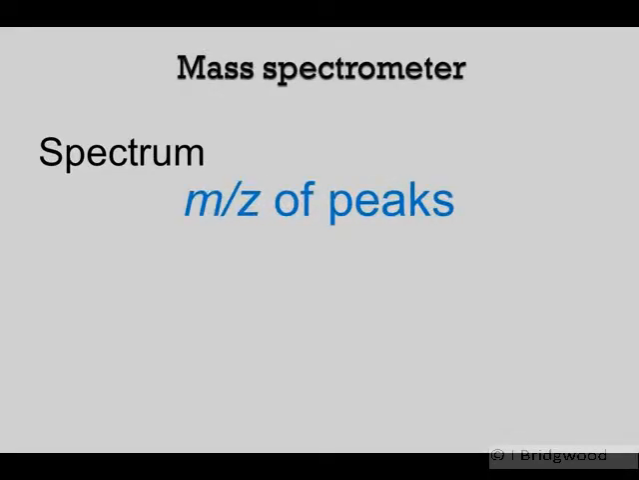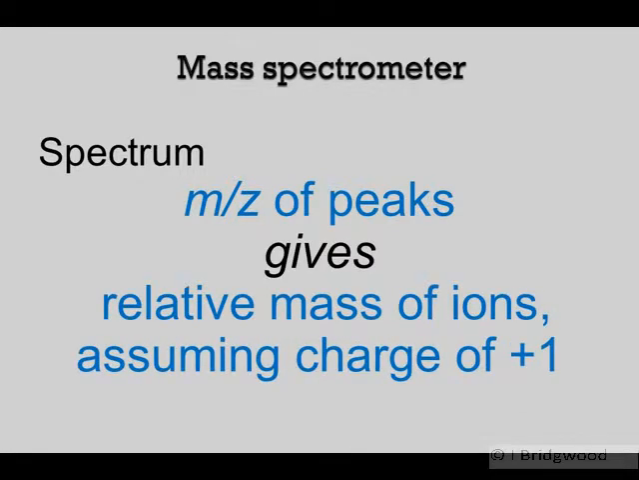The mass to charge of the peaks, of course, gives us the relative masses of ions, assuming that our charge is a +1, the Z is +1. So in this particular case, we know that the relative masses of our two isotopes are going to be 85 and 87.